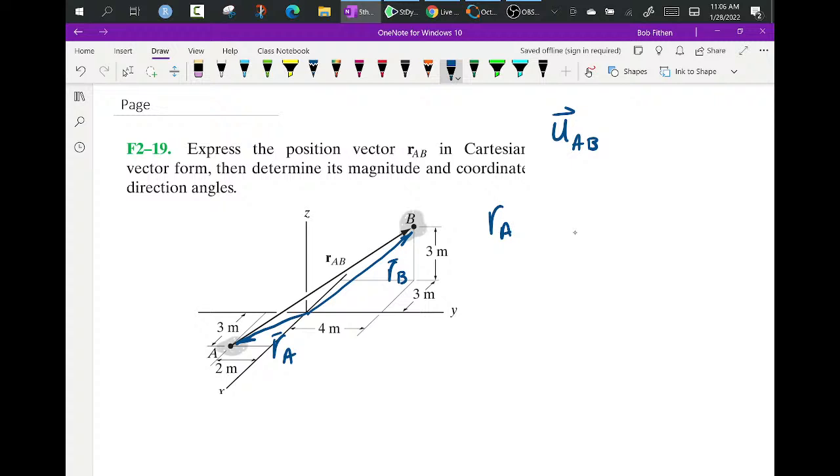So if I want to look at RA, which is this one down here, I'll erase it because I can get two things a little bit better. So what I do, and this is one way you could think of it, to get to that point, I go here, and then I go there. So I had to go 3 out the I, and I had to run backwards 2 along the J, and then nothing along the Z. I didn't have to go up or down.